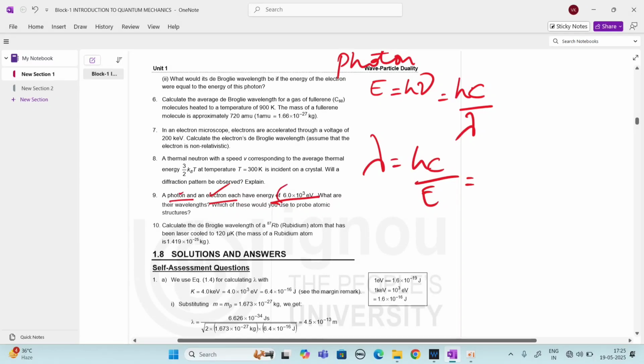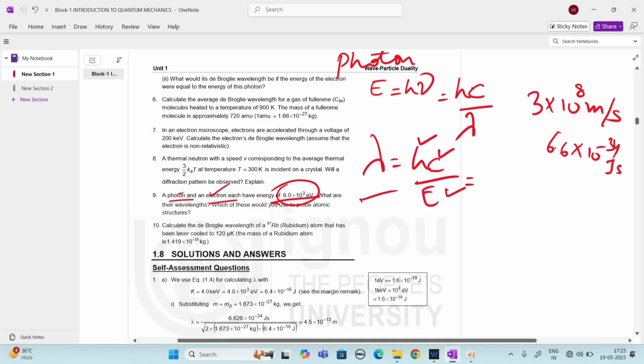The energy given is 6 into 10 to the power 3, we will put the value of the energy. c is the velocity of light, 3 into 10 to the power 8 meter per second. h is Planck's constant, 6.6 into 10 to the power minus 34 joule second. So by substituting all these values, we can calculate the de Broglie wavelength.